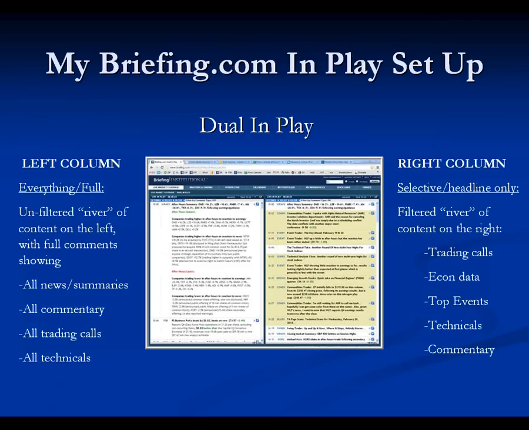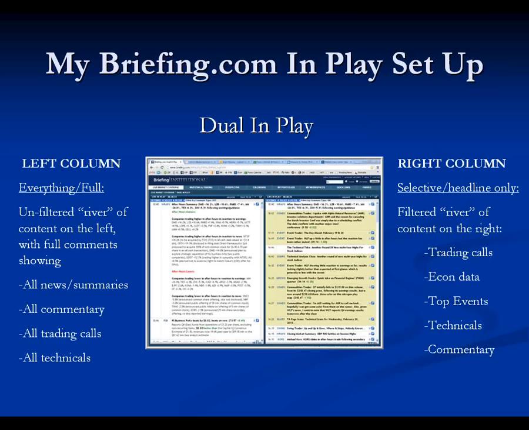And on the left side, I have everything unfiltered and full comments, because you can choose whether you want the full body of the comment showing or just a summary of it or just a headline. I leave the left side full comments, and I leave it completely unfiltered. So basically all the news, all the companies, all the trading calls, all the commentary, all the technical comments, all the summaries, everything.